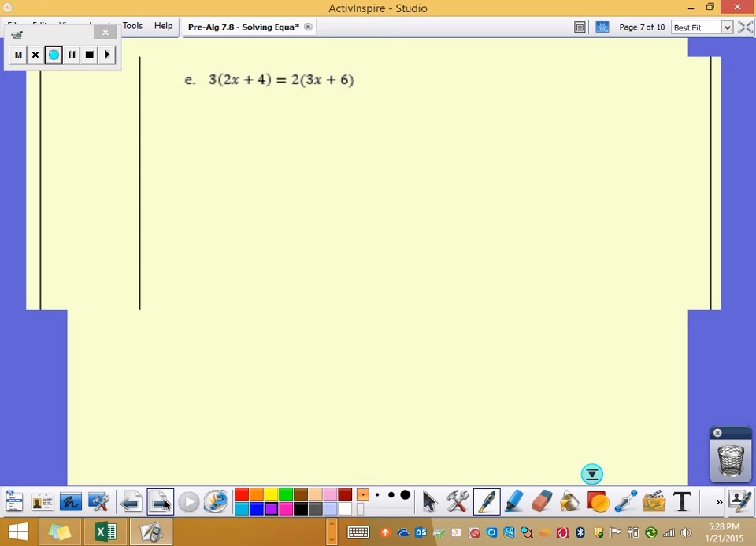So let's just look at one side at a time to start with. On the left, I'm going to distribute this 3 times 2x and 3 times 4. All right, let's write that down. 3 times 2x plus 3 times 4 equals 2 times 3x plus 6.